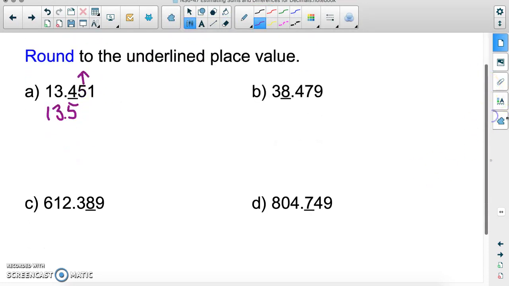I want you to do B, C, and D on your whiteboards, and then you're going to continue on with your screencast.